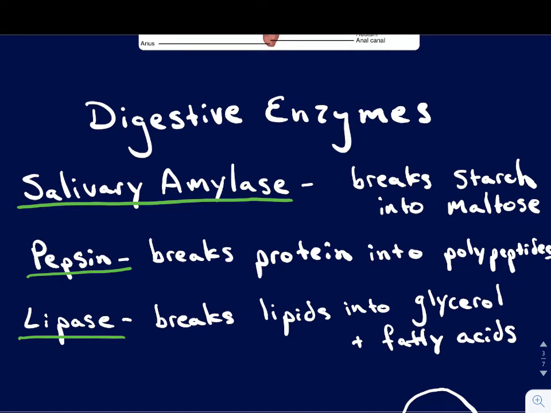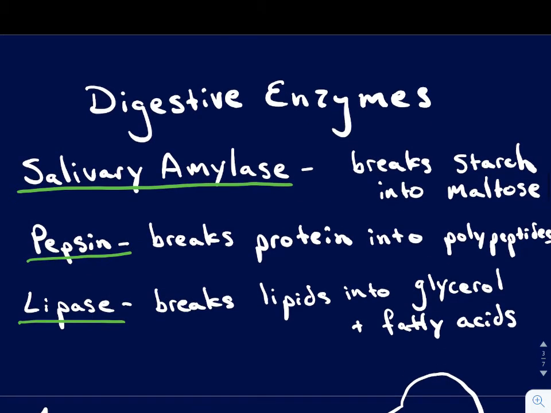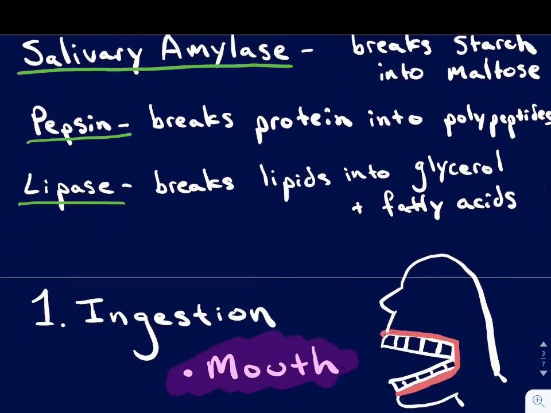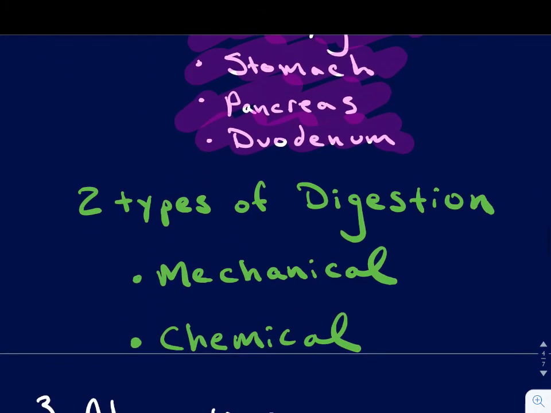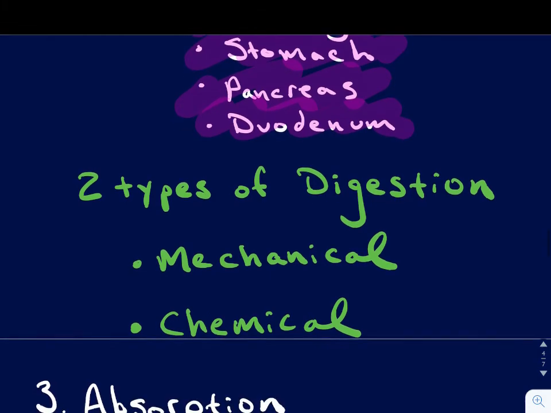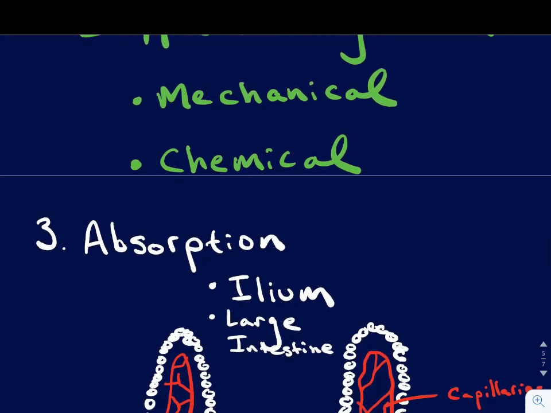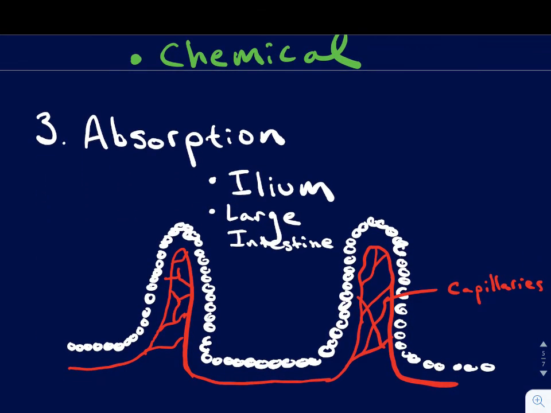And then you have lipases, which break lipids into glycerols and fatty acids. And those are all forms of chemical digestion. So that was part 2, step 2 of the digestive system. And again, we have our 2 types of digestion, mechanical and chemical. Our third stage of digestion is known as absorption.